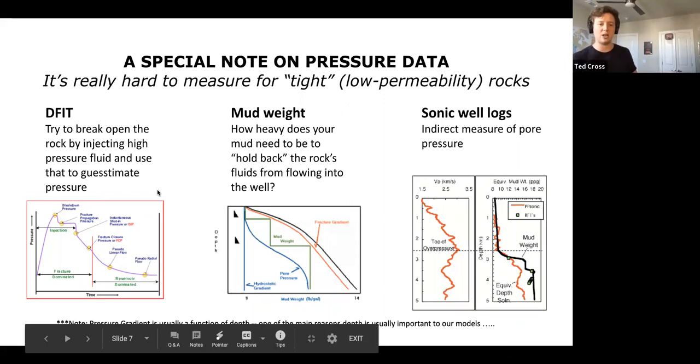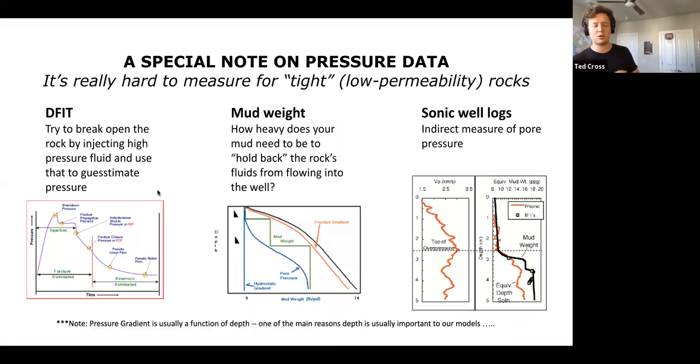Another piece of data that you can use to measure or guesstimate what the rock pressure, the pore pressure, is, is called a DFIT, and that's a formation integrity test. I forget what the D stands for. And that's basically where they'll pump some water and some fluid down there and try to break open the rock. And they can infer, based on the curve of the pressure of the fluid that they're shooting into there, kind of what the pressure of the rock is.